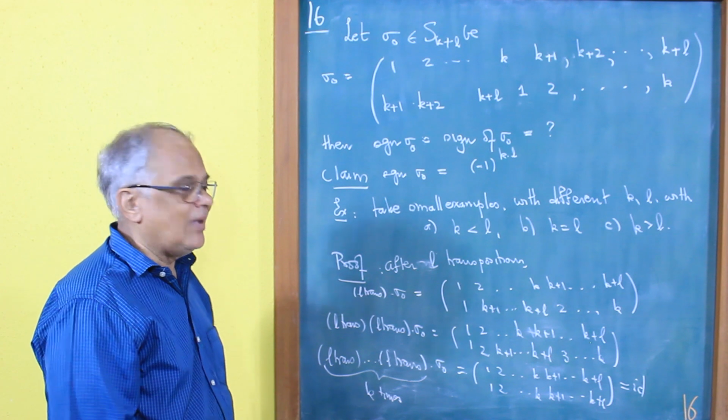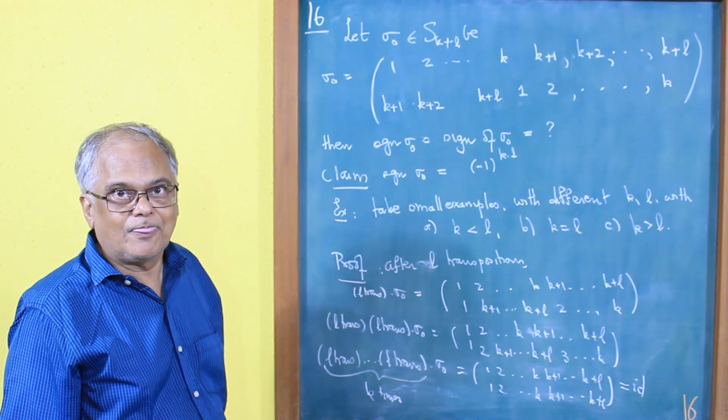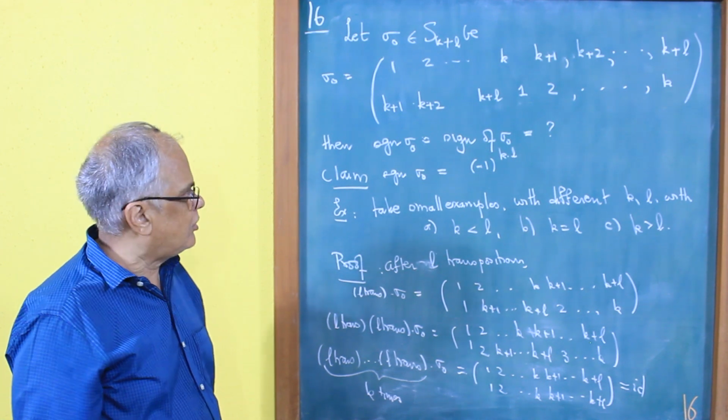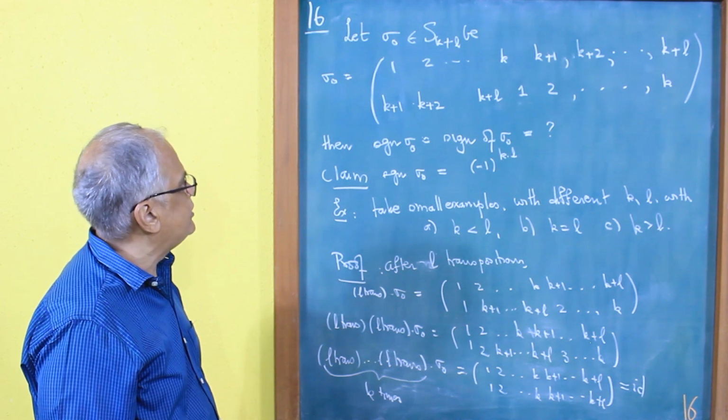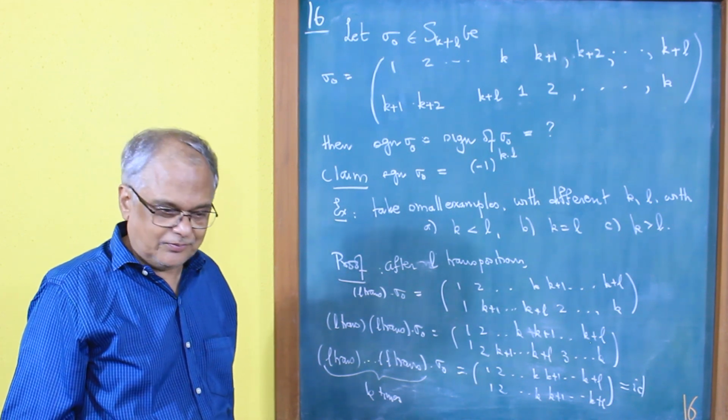So it is worthwhile to write this out properly. Okay? So we now know that the sign of sigma naught is minus 1 to the k times L. So we'll stop here.